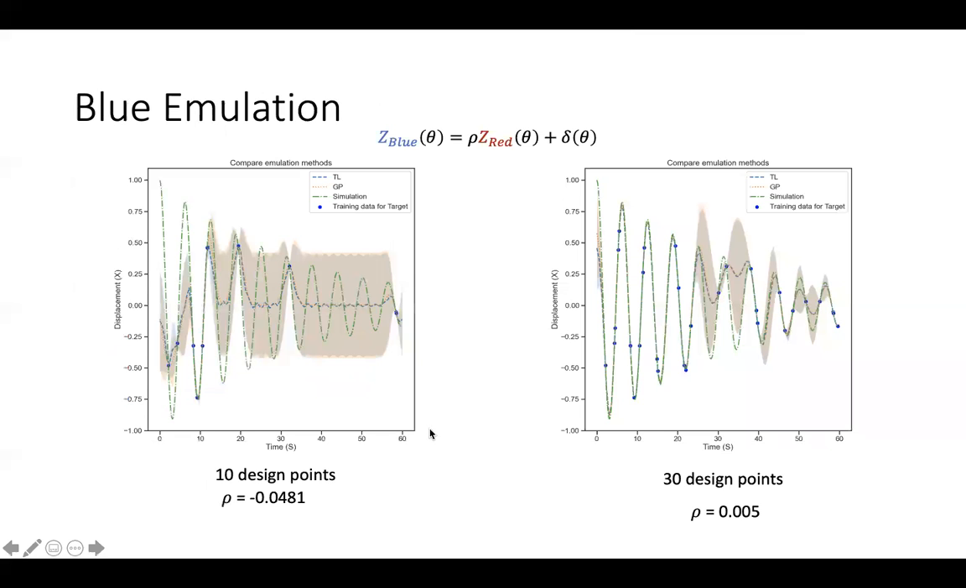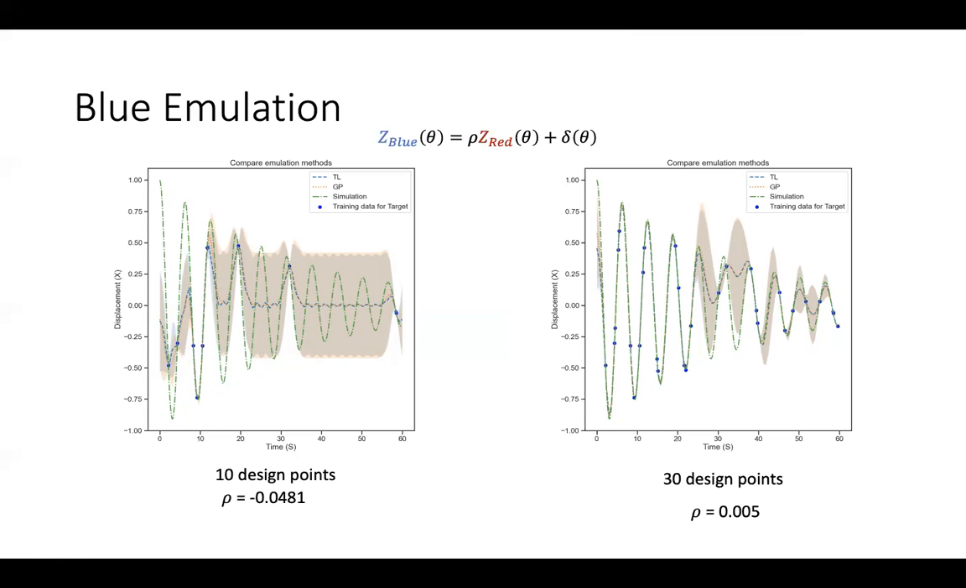Okay, so here we have the results. Again, these plots contain the true simulation as a green curve, and then the Gaussian process and the transfer learning predictions in orange and blue. And as you can see from both of these plots, where first we have 10 design points and then we have 30 design points, in both of these cases, the transfer learning methods basically perform the same as a Gaussian process emulator.